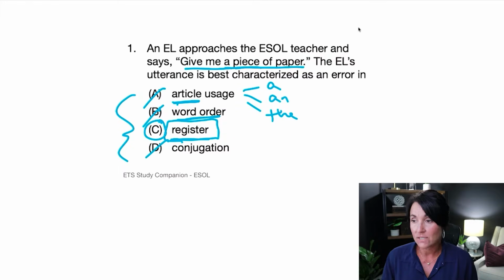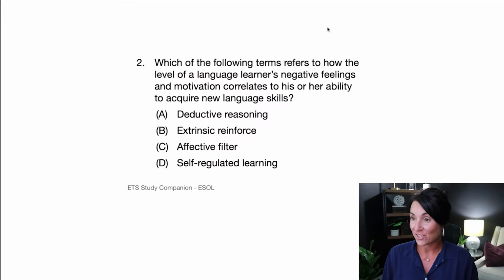Now, we can cross off D for conjugation because conjugation has to do with verbs. And in this case, give me a piece of paper is used correctly. The register may be off, but it is used correctly. If it said something like given me a piece of paper or gave me a piece of paper or gives me a piece of paper, where the conjugation of the verb is incorrect, then you would choose D. But in this case, we're looking at formal versus informal ways of addressing the teacher, and register is the correct answer there. All right, let's take a look at number 2.